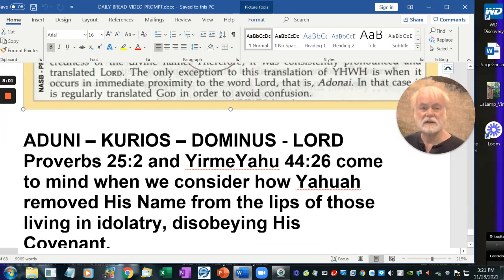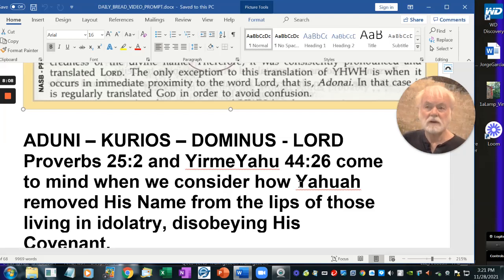Well, here's the words that they passed in avoidance of his name. Adoni, that's the Hebrew word for Lord, and Kyrios, which is the Greek word for Lord, and Dominus, which is the Latin word for Lord, it's in the Latin Vulgate, and Lord, which is the English King James Version translation from the Latin Vulgate, Dominus. Now, here's 2 scriptures to consider. Proverbs 25, verse 2, and Yirmiyahu, that's Jeremiah, 44, verse 26.